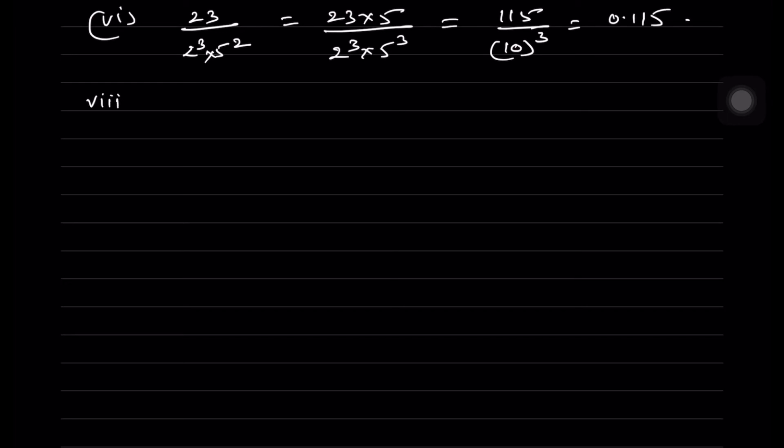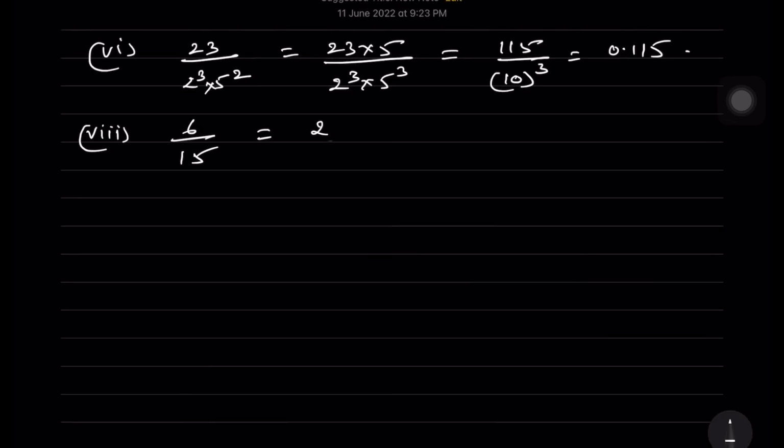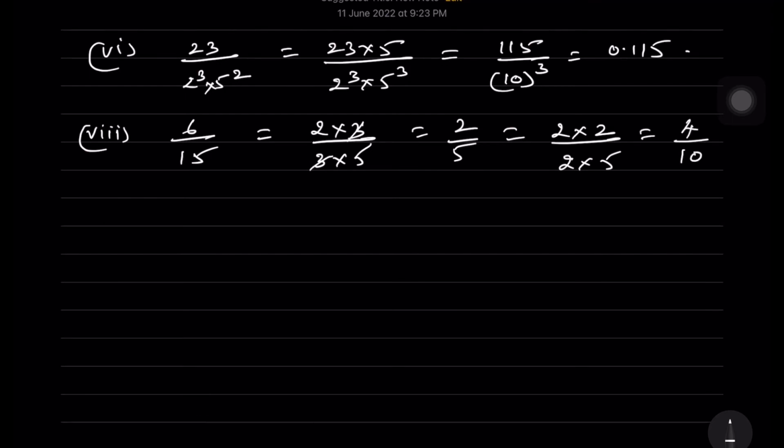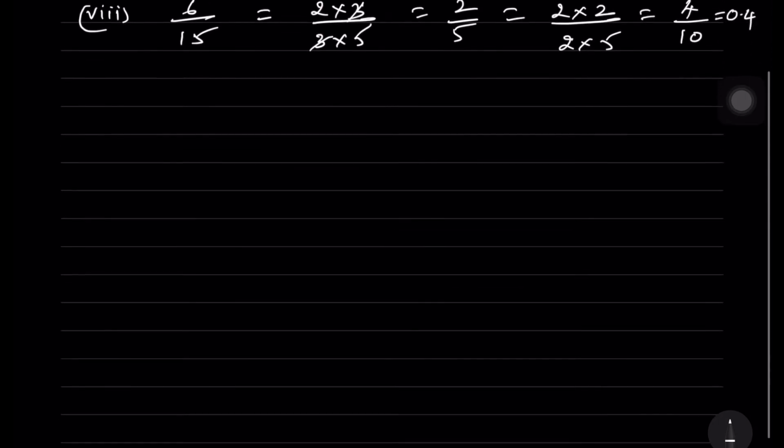Then the eighth one, 6 by 15 can be written as 2 into 3 divided by 3 into 5, so this is equal to 2 by 5. Since the denominator is a factor of only 5, or only 2, or of both 2 and 5, it is a terminating decimal. So this can be written as 2 into 2 by 2 into 5, since you have to bring the denominator as a multiple of 10. So this is equal to 4 by 10, which is equal to 0.4, a terminating decimal.